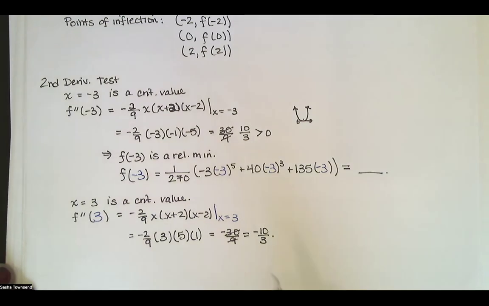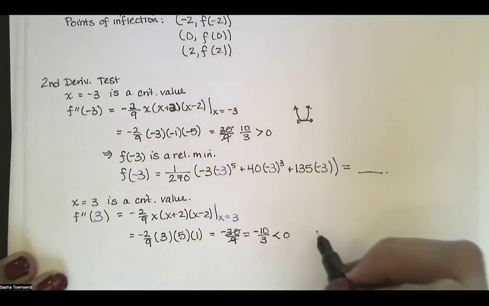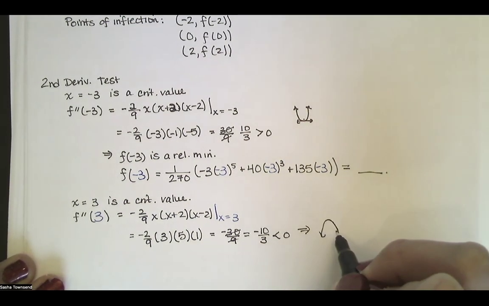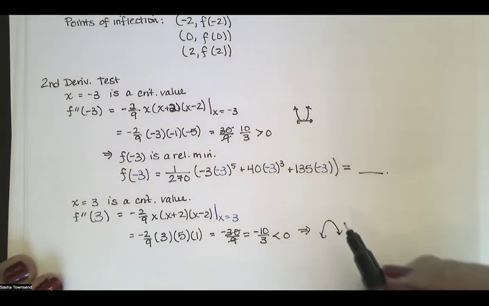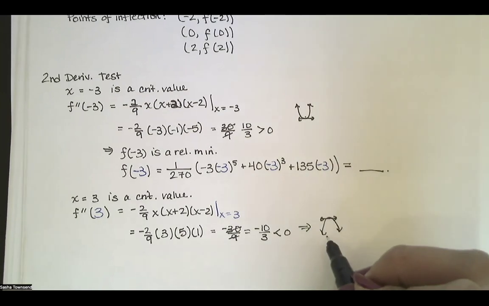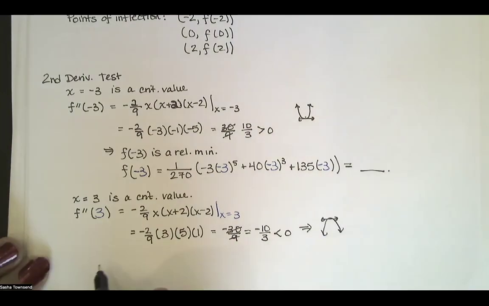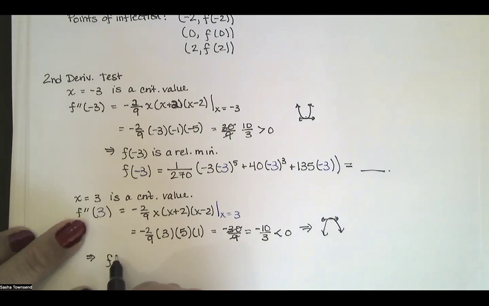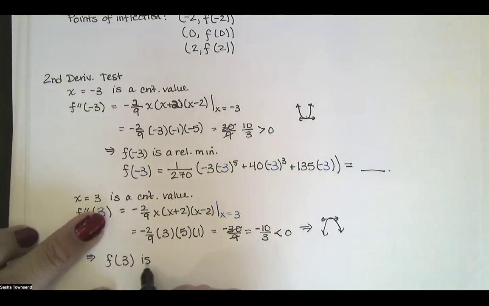So the second derivative is negative there. So that means our graph is concave downward. And this is a critical value corresponding to a 0 derivative. So we're at the top there. The graph is concave downward and we're at the top. So that means that f of 3 is a relative max.